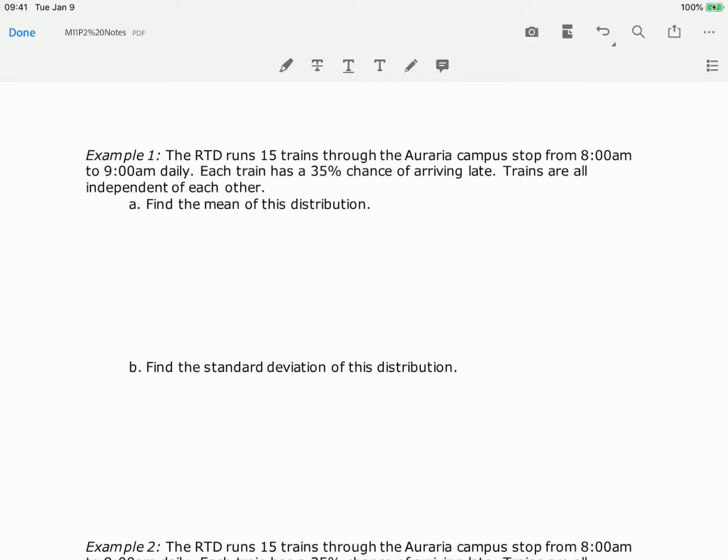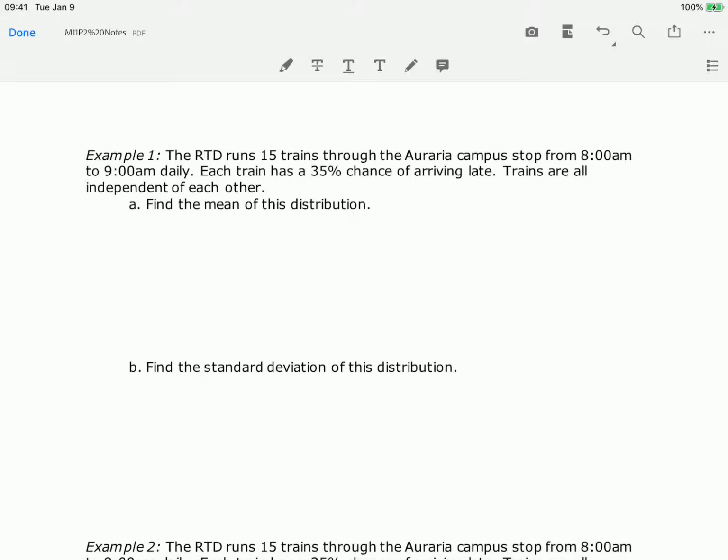So the RTD runs 15 trains through the Auraria campus stop from 8 a.m. to 9 a.m. daily. Each train has a 35% chance of arriving late. Trains are all independent of each other. So if the W line train is late, that doesn't change the probability of the C line train being late or the E line train being late. Okay? They're all independent of one another.